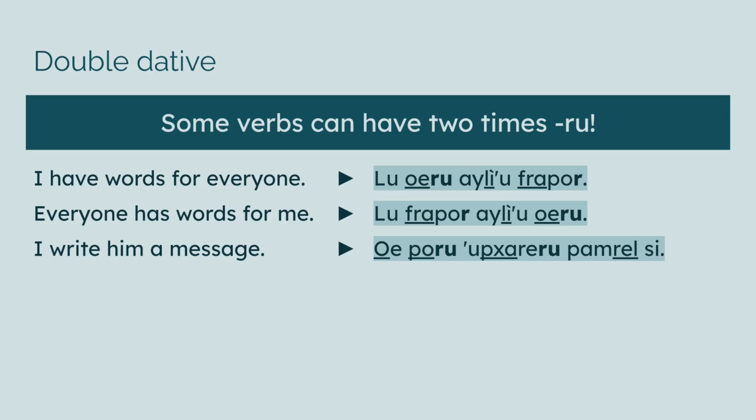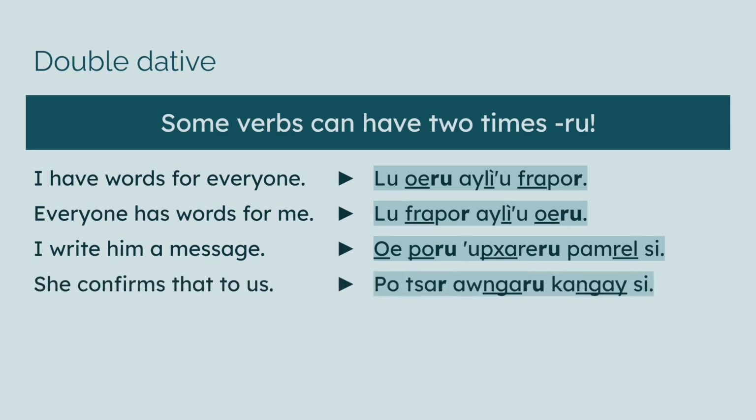And this exact reasoning also applies to the last verb, which is kangàisi, to confirm. Again, we have the thing that's being confirmed and the receiver of the confirmation, so the person to whom something will be confirmed. So for example, she confirms that to us would be po tsar aungaru kangàisi. And again, there cannot be any confusion because one is a person, the other thing is a fact or something that can be confirmed.